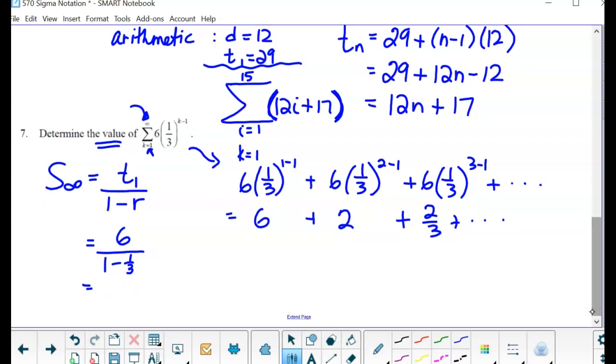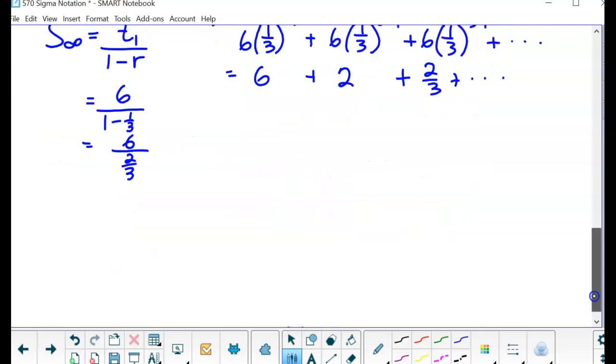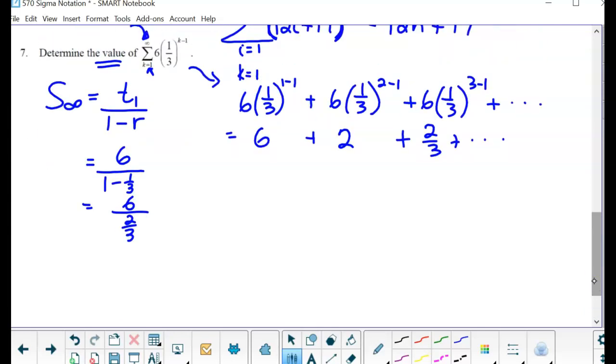So you finish that off. It's going to be 6 divided by 1 minus 1/3, which is 2/3. And so that's going to be 6 times 3 over 2, which is 9.